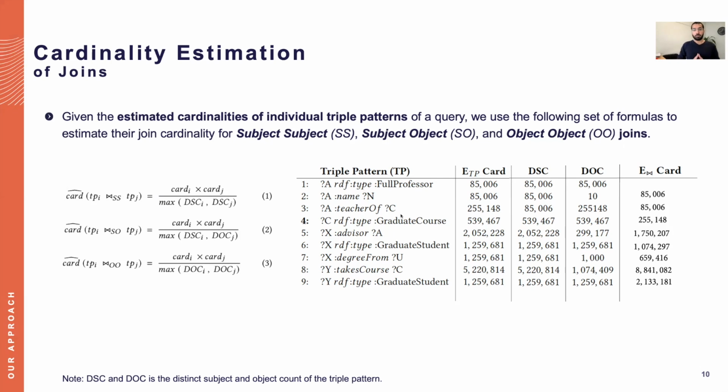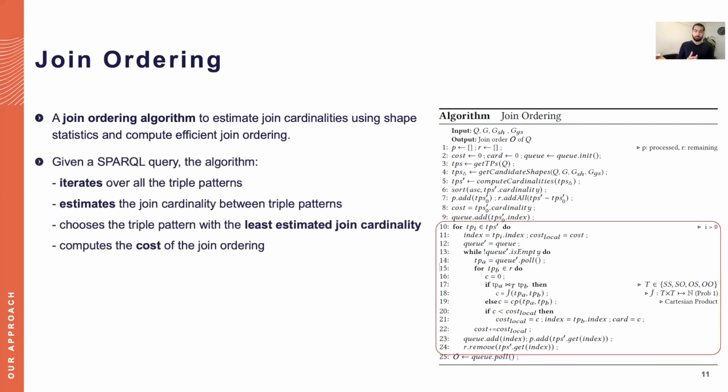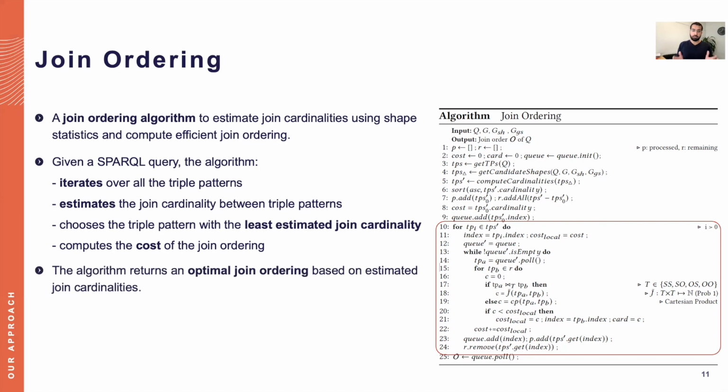So now as we know how to exploit shape statistics to compute the cardinality estimates, we propose a join ordering algorithm to make use of these estimates and propose efficient join ordering. This algorithm iterates over all the triple patterns, estimates the joint cardinalities of individual triple patterns, and then combines with all the other triple patterns to estimate the joint cardinalities using our formulas and computes the cost of each plan. Finally, it computes the efficient join ordering based on the least possible estimated cardinality.